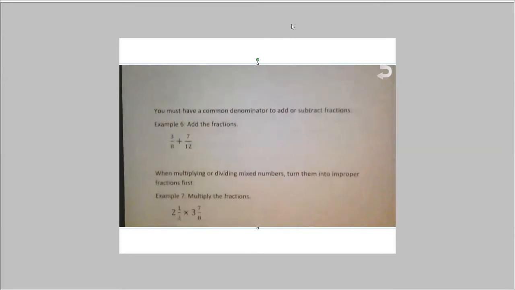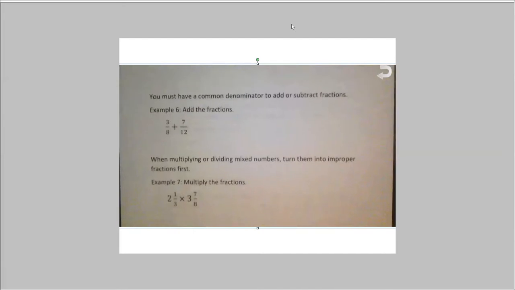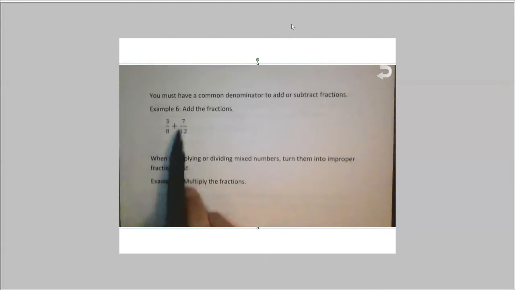In order to add or subtract fractions, you must have a common denominator. This is a common mistake with students. They'll just want to add the tops and add the bottoms, but this is not 10 over 20. You cannot add these the way they are. So you're going to have to find a common denominator.